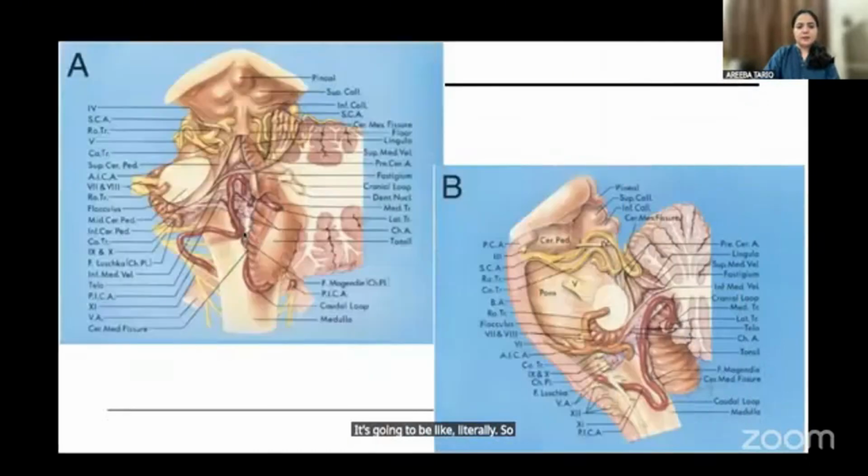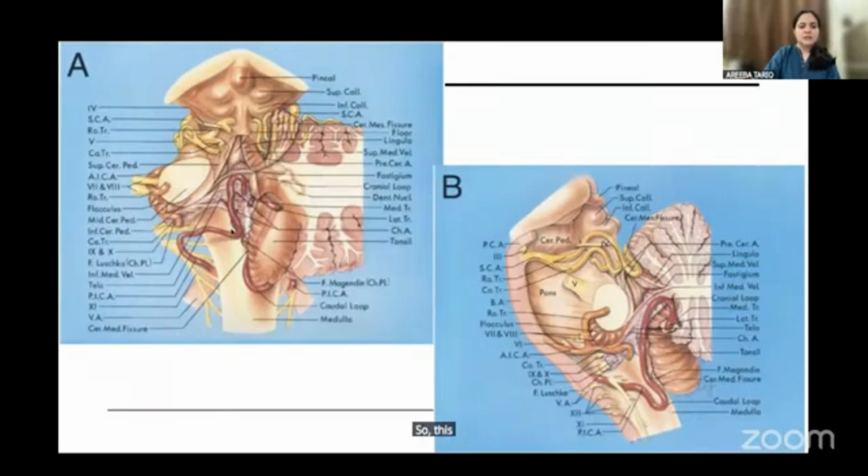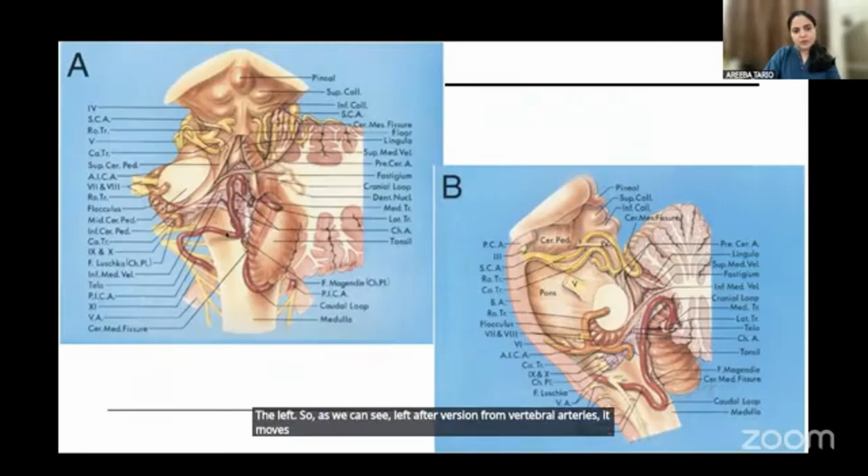So a better way of seeing PICA is with the help of simple diagrammatic illustrations. Then we will move towards the cadaveric dissections. So this is the right PICA, and this is the left. As we can see, after arising from the vertebral arteries, it makes a very tortuous course.